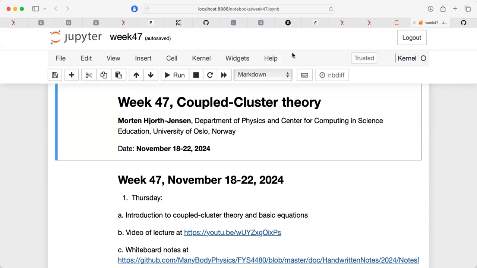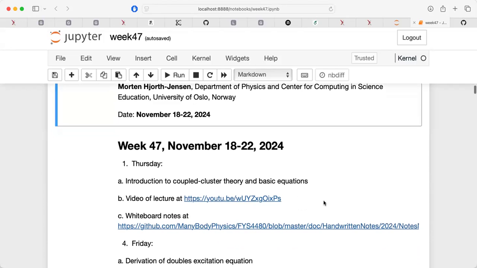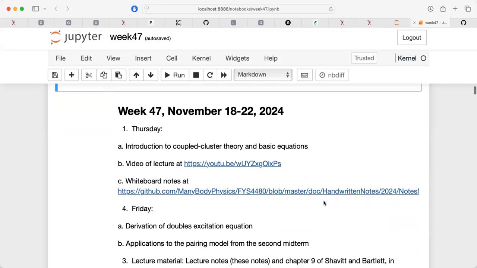Welcome back, everybody. The topic today is a continuation of yesterday's lecture, where we looked at the introduction to coupled cluster theory and the basic equations. So today we are going to continue with the discussion of the basic equations, and we are going to specialize to the derivation of doubles excitation equations, as this links pretty well with the second midterm on the pairing problem.